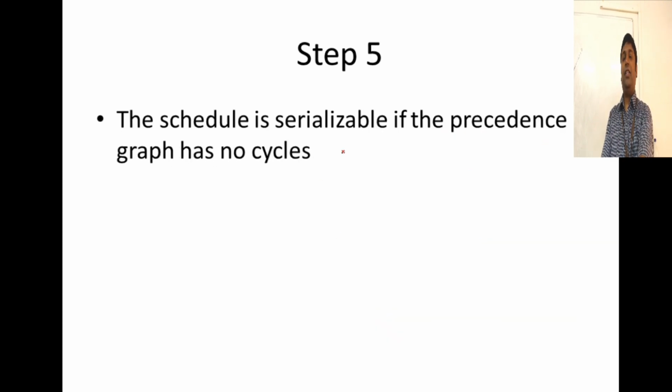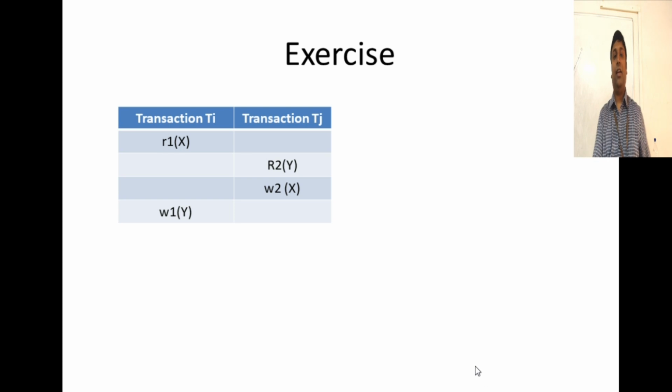Finally, step 5 says, if there is a cycle in your graph, say it's a directed graph, the schedule is not serializable, the schedule is not correct. So let us now take an exercise, and I want you to tell me whether this schedule is serializable or not, whether the schedule is correct or not using precedence graphs. Can you construct the graph and tell me whether the schedule is serializable or not? The question will be, using precedence graphs, check whether the schedule is serializable.